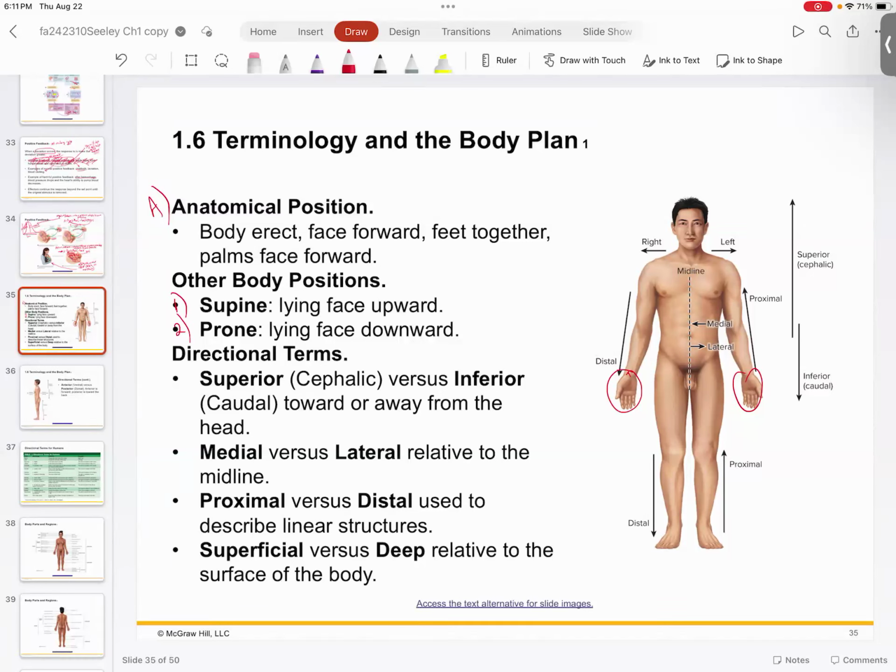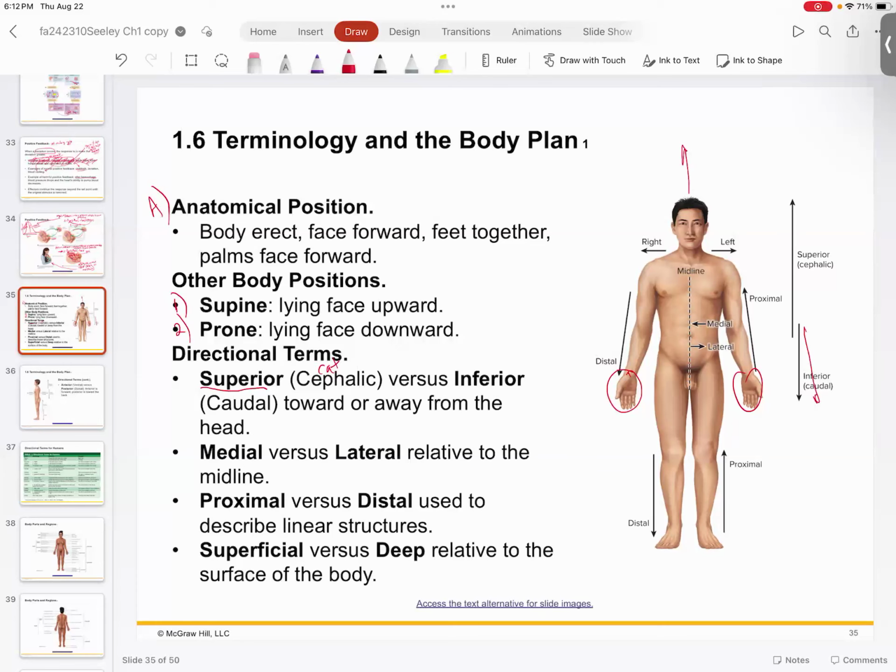Now, in terms of direction, we want to try to get this straight early and often. Directionally, we have a couple of different directions. Superior basically means above. For us, it's similar to cephalic. For instance, with quadrupeds like the cat, instead of superior, they have cephalic, or headward. Inferior is below. So superior would be above, inferior, or caudal, tailward, is below.